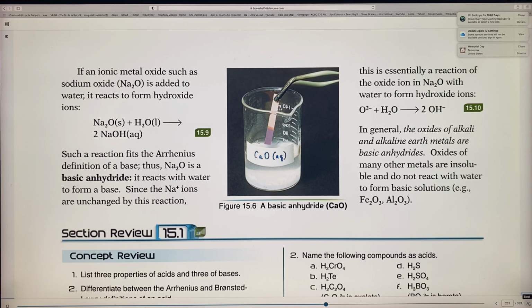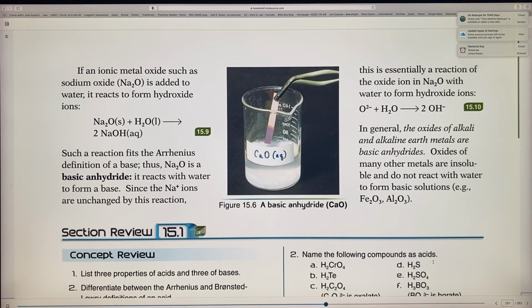But if you have something with OH at the end, that's going to mean it's a base. In general, the oxides of alkali and alkaline earth metals are basic anhydrides. So these are metals. If you have an alkali or alkaline earth metal and react it with water, you're going to get a base. A lot of times these produce salts too. Oxides of many other metals are insoluble and do not react with water. There's a lot of them. But the ones that react with water are called, what did I tell you? Anhydrides, meaning water.